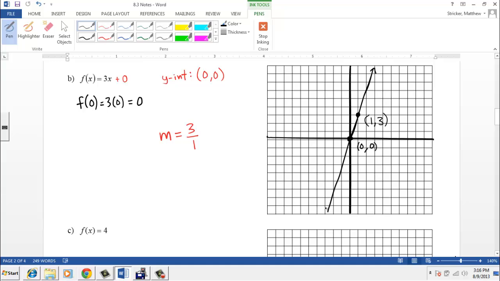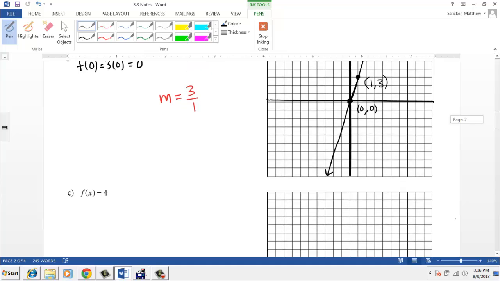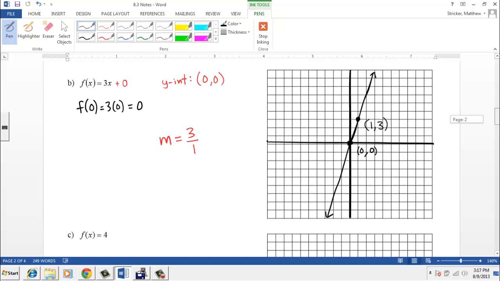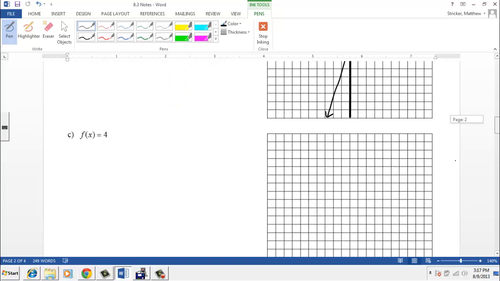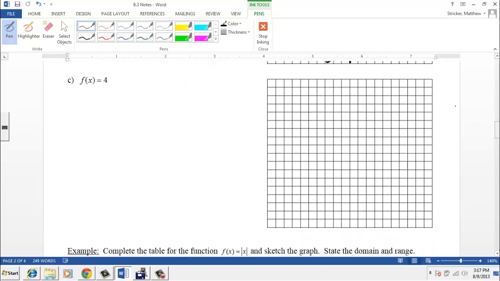So there's our line. I have one more example here of a linear function, and this one is different than the previous two, because the previous two had slopes, and this one has no slope. There is no slope on this example. And remember, f of x means the same thing as y, so this is really saying, let's graph y equals 4, which we should all know is a vertical line or a horizontal line. You decide.